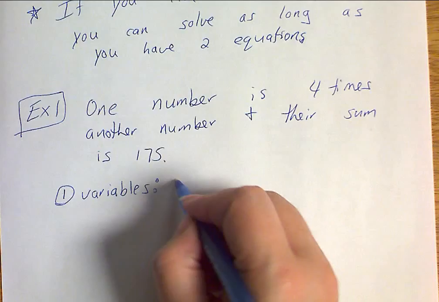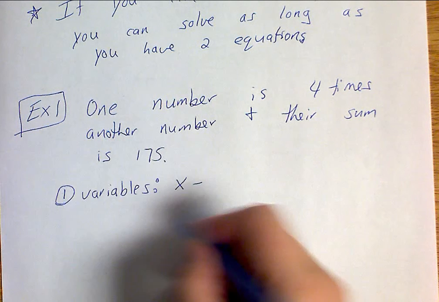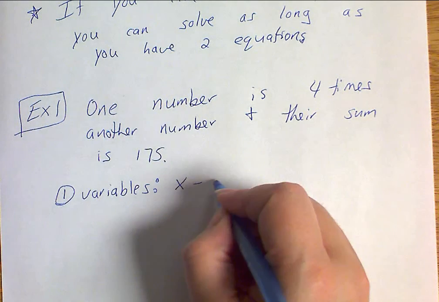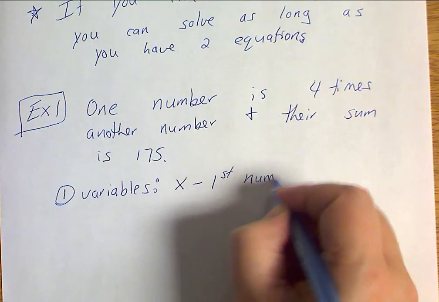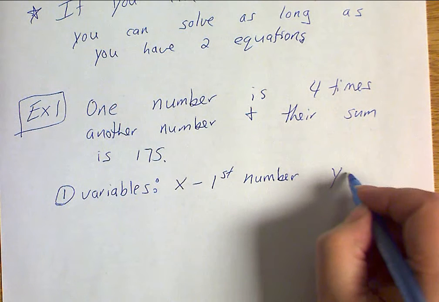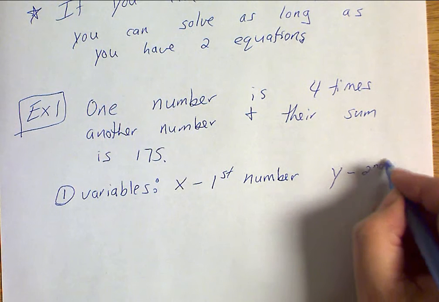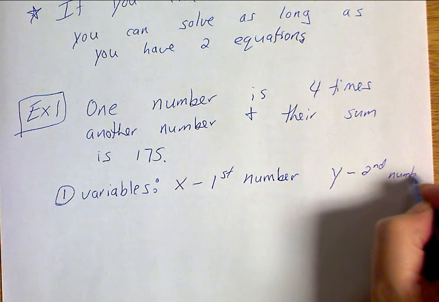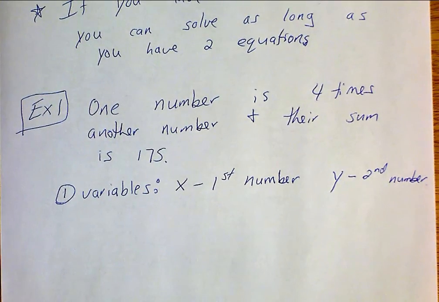So what do you think we can call X? One number, right? So X is going to be one number, or the first number. If X is the first number, that means Y is our second number. I'm going to stop there, make sure you guys understand where I got the variables.